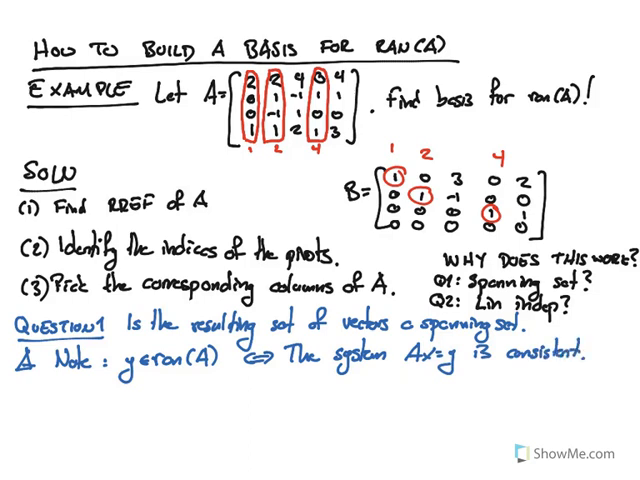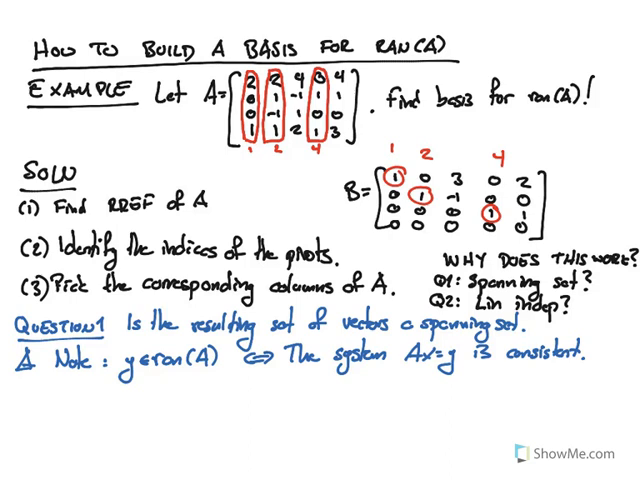Because remember that A times X is a linear combination of the columns of A. So x1, the first coefficient of the vector x, scales the first column, x2 scales the second one, and so A times X is simply the linear combination of the columns of A where the expansion coefficients are given by the entries of the vector x. So we know that y belongs to the range of A if and only if the system AX equal to Y is consistent.